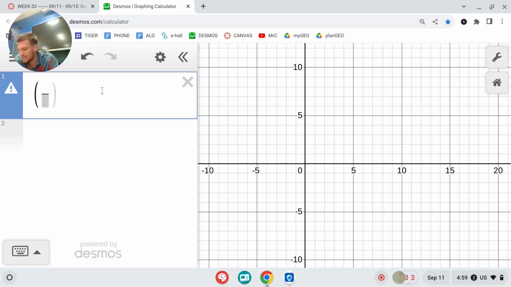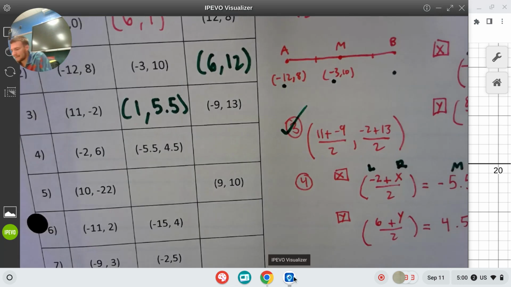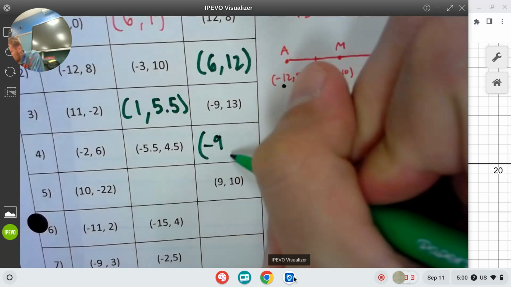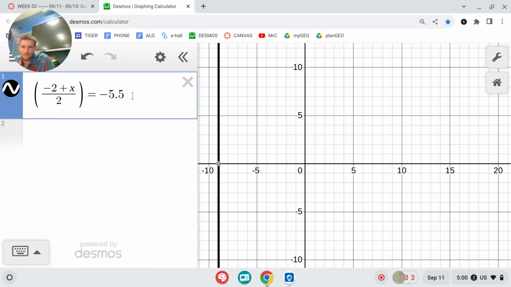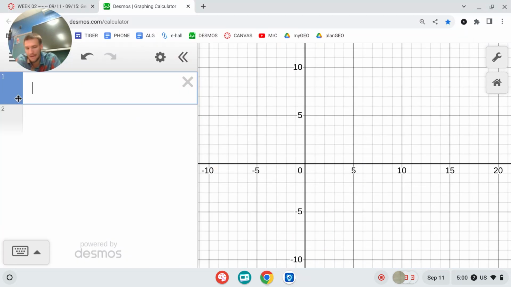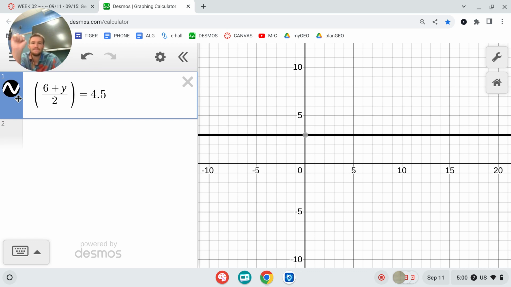Parentheses, fraction, -2 plus x divided by 2 is equal to -5.5. Where is my x value of the endpoint? I finally got it right that time. -9. Okay, cool. And where is the y value of my endpoint? I can go back, I can delete the whole thing, I can try to be picky, however you want to do it. 6 plus y divided by 2 is equal to 4.5.